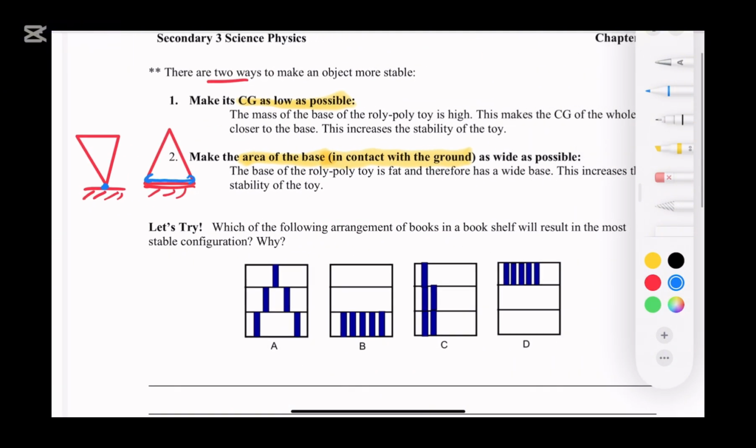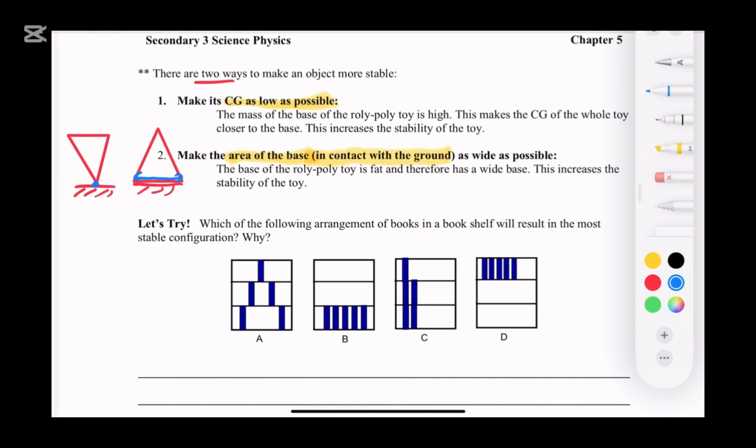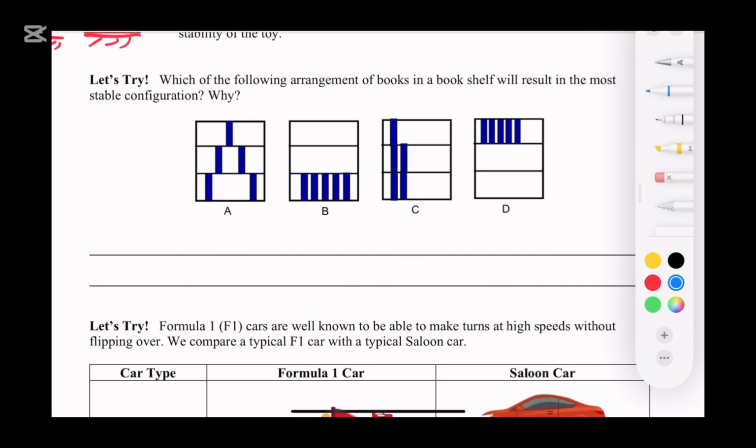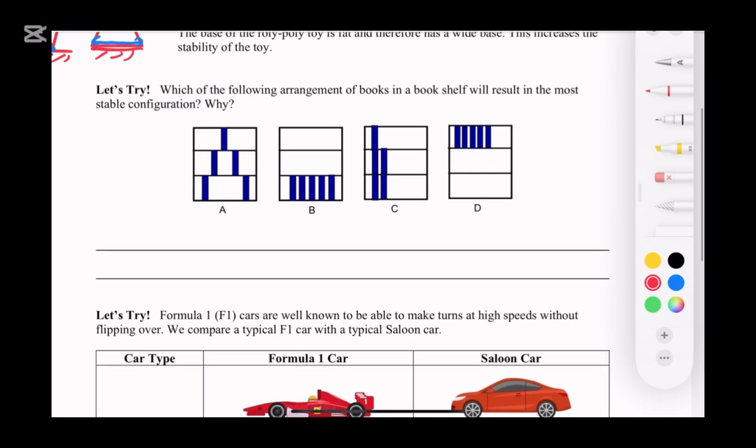All right, so the way to make it stable, these are the two ways. Yeah, so we look at two examples to illustrate this concept. Okay, number one, which of the following arrangement will result in the most stable configuration and why?